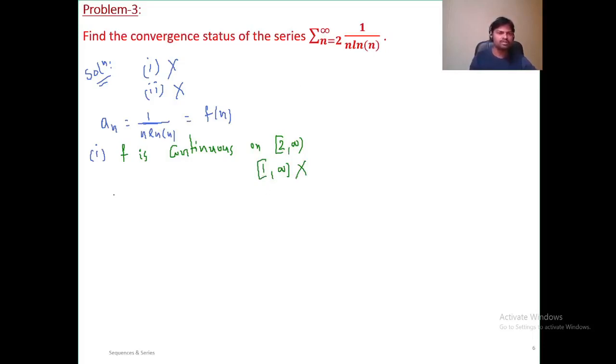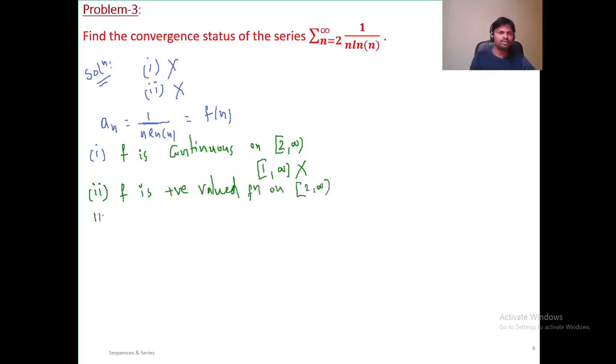Next, the second one: it should be a positive valued function. Clearly f is positive valued. Whatever natural number you substitute from 2, it is always positive. F is a positive valued function on which interval? 2 to infinity only.